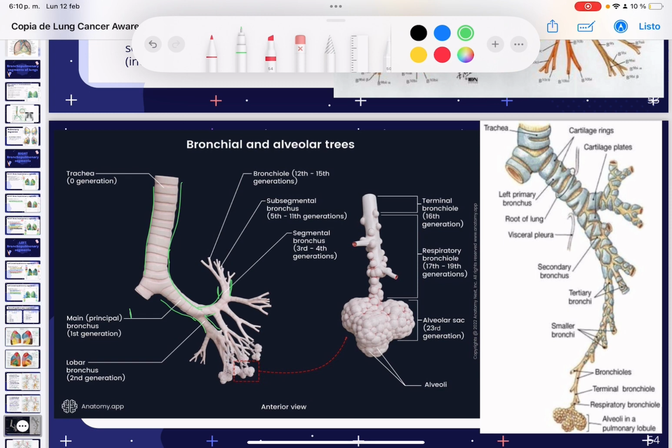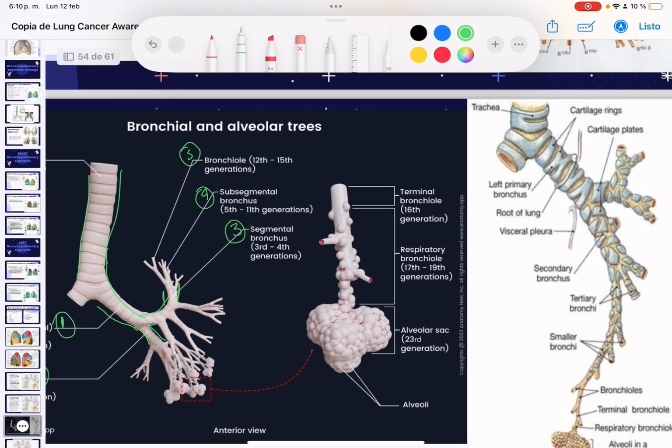So we have first the primary bronchus, then lobar bronchus, 2nd generation, then segmental bronchus. We have then subsegmental bronchus and bronchioles. So main bronchus, lobar, segmental, subsegmental, bronchiole.